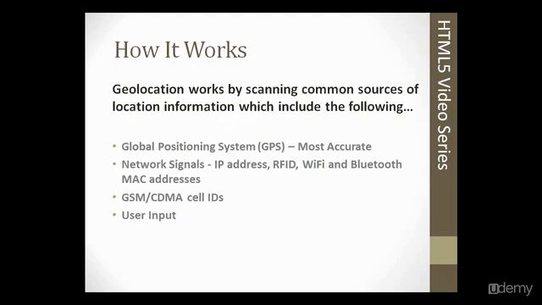So how does it work? It works by scanning different sources of location. GPS, Global Positioning System, is probably the most accurate method that it uses. It can pinpoint locations better than the rest of them. Network signals, they can get through IP addresses, through Wi-Fi and Bluetooth connections, GSM, cell IDs, and then user input. So these are all ways that geolocation can actually get your position.